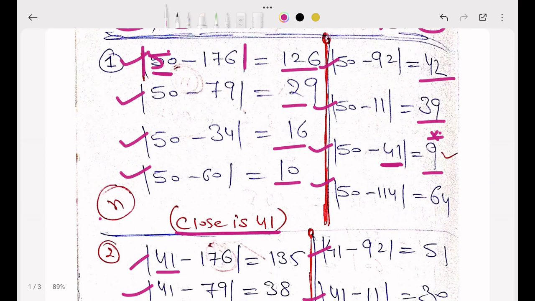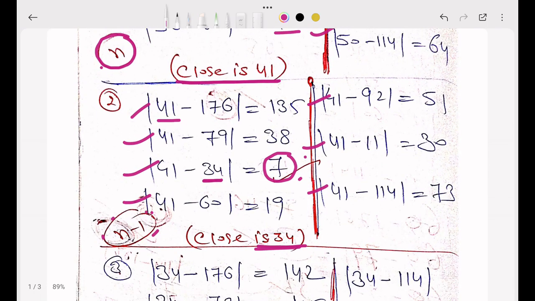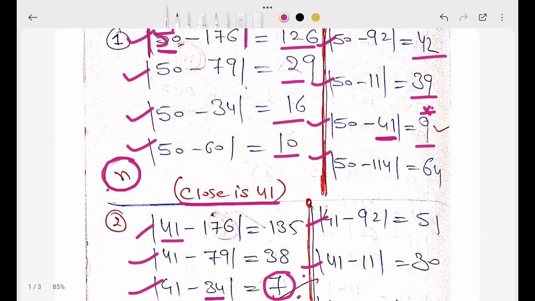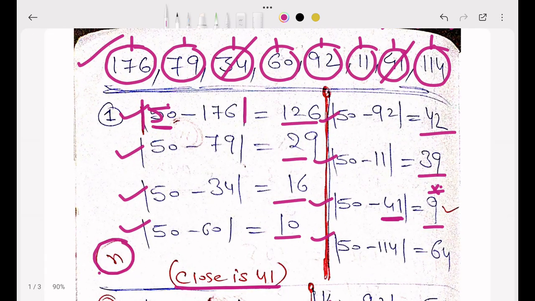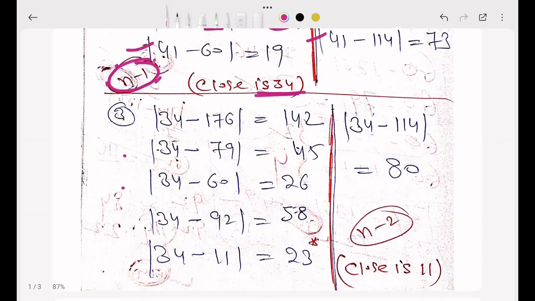Now you can see initially there was a total number of n comparisons. After one data I removed, total comparisons are n minus 1. So now I removed 2 data. From here I removed 2 data. So next time total comparisons will be n minus 2. Now see here, my next data is equal to 34.